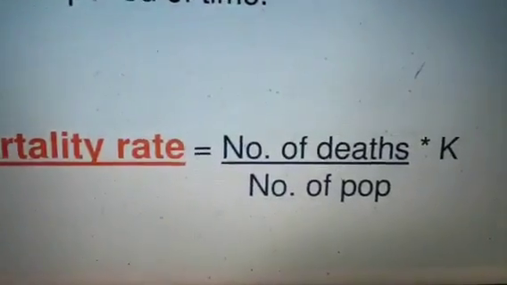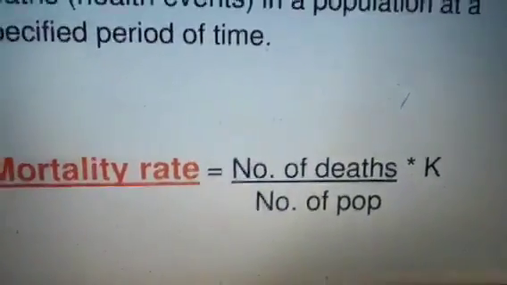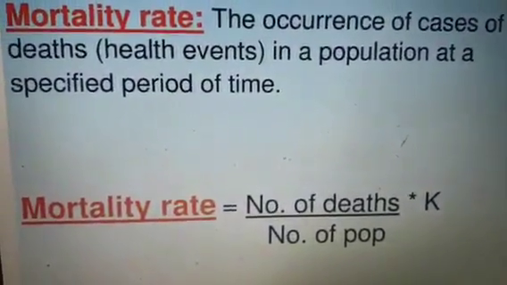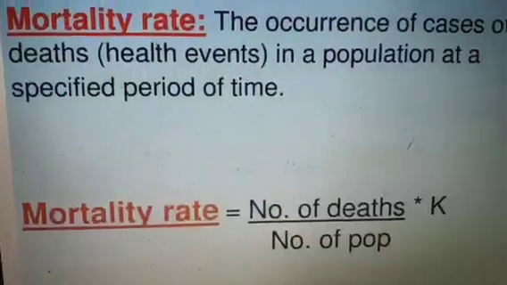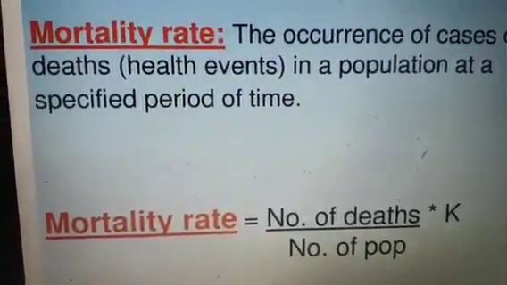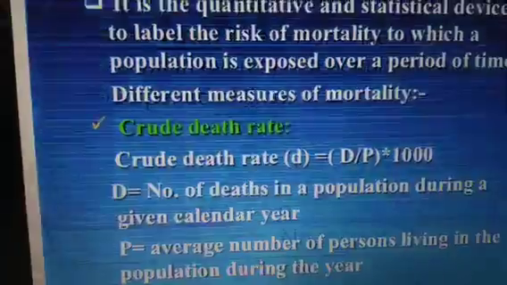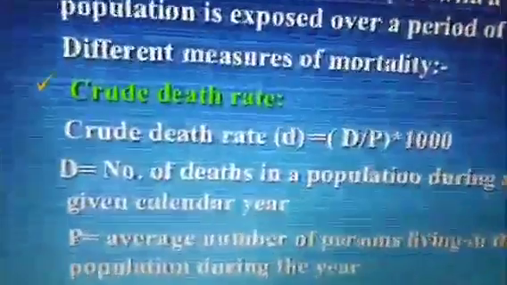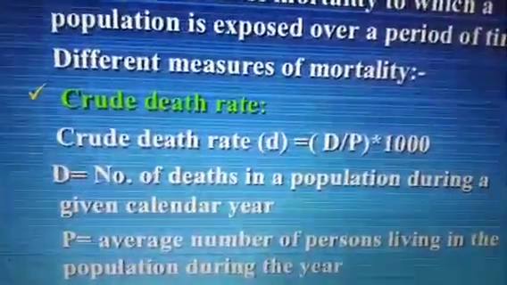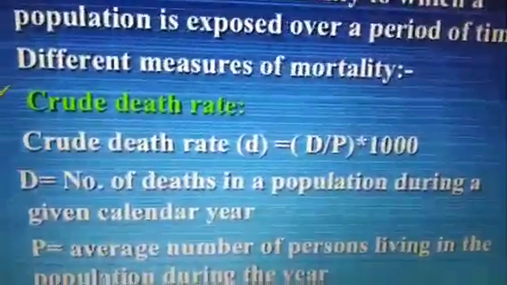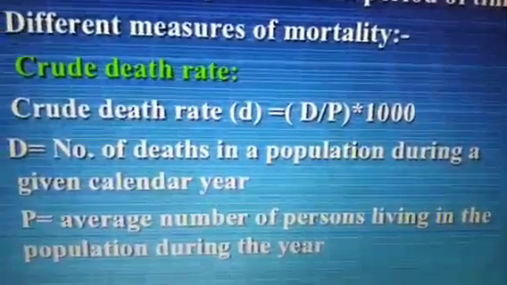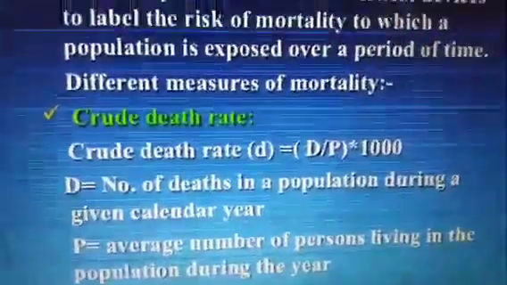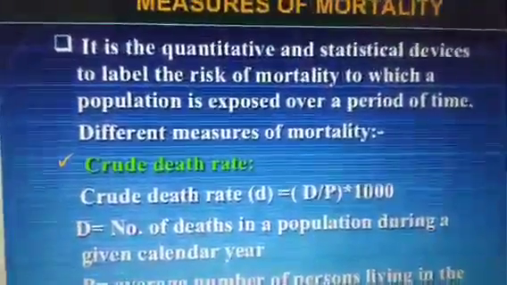Then let us start. By this formula you can calculate the mortality rate: number of deaths divided by number of total population into K, where K denotes 1000. So I earlier told you that mortality rate is per 1000, the total number of deaths in that given time in the given population. Okay, so the term is called crude death rate, that is CDR. Crude death rate is D by P into 1000. D is the number of deaths in the population during a given calendar year, and P is the average number of persons living in the population during the year. So this is called CDR.